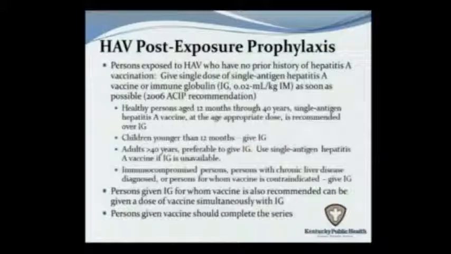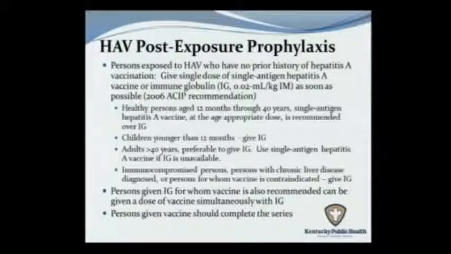So for post-exposure prophylaxis, people who are exposed to HAV who don't have a history of hepatitis A vaccination, you can give them a single dose of single antigen HAV vaccine or immune globulin as soon as possible. And of course, these are listed in the 2006 ACIP recommendations for Hep A vaccine for pre and post-exposure prophylaxis. Healthy persons aged 12 through 40 years can get a single antigen HAV vaccine at the age-appropriate dose, and that's recommended over IG. Children younger than 12 months, give them IG. They can't take the vaccine yet.